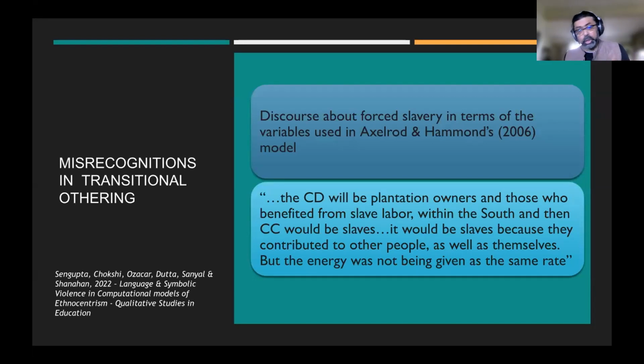But the misrecognitions were also there, and this is our paper that came out earlier this year in Qualitative Studies in Education, where, when we dug deep into the discourse, we found that they were using language that would trivialize or ignore or misrecognize, so plantation owners and forcibly enslaved people would be treated as cosmopolitan, right? And this is not their choice of term. This is what the algorithm dictates.